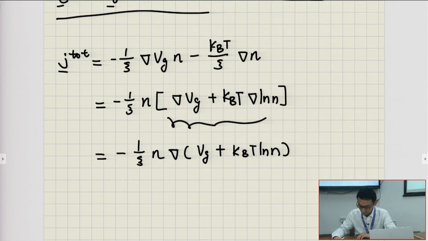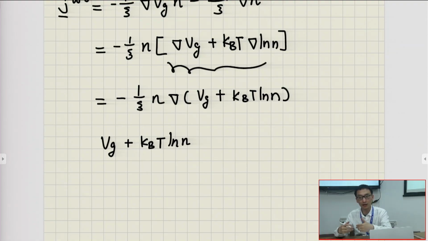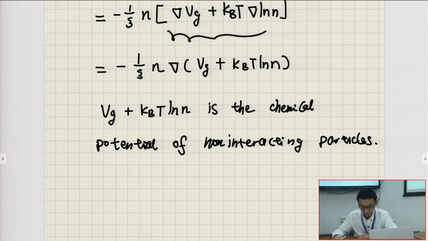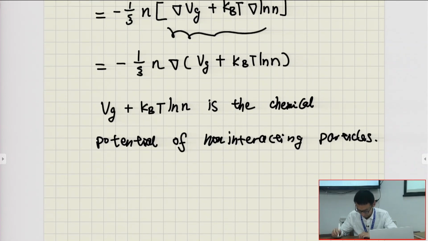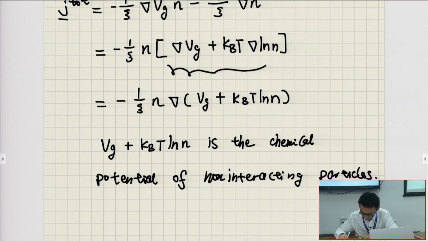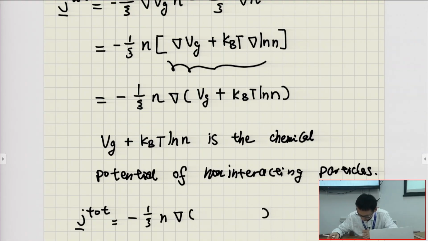Okay, great. So we can view these two terms, the potential plus kBT log n, as a chemical potential for non-interacting particles. And if it's at equilibrium, we do not have a spatial gradient of this chemical potential. That's consistent with the fact that there's no net flux, because the net flux is just minus 1 over psi times n times the gradient of this whole quantity.